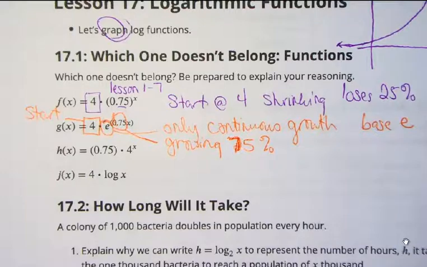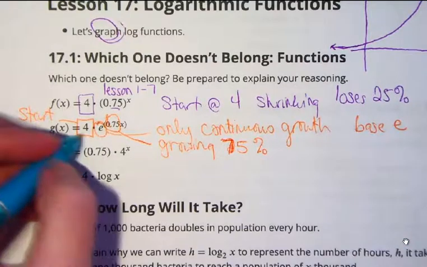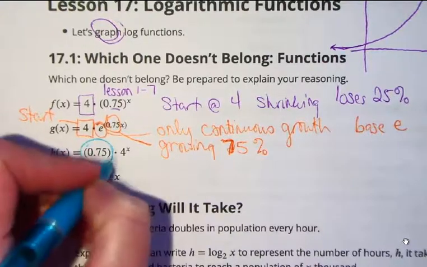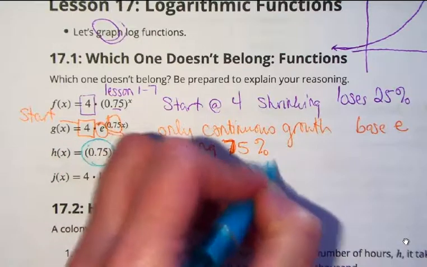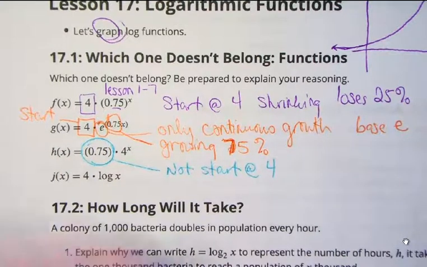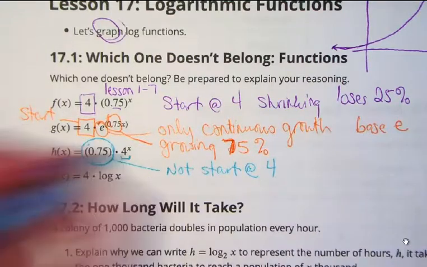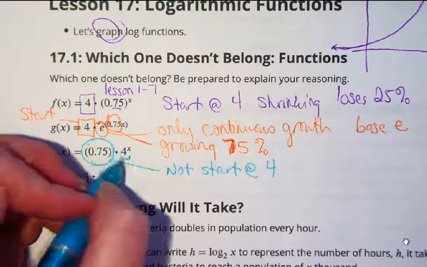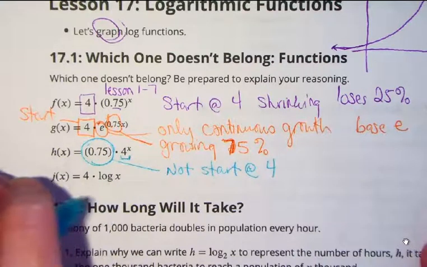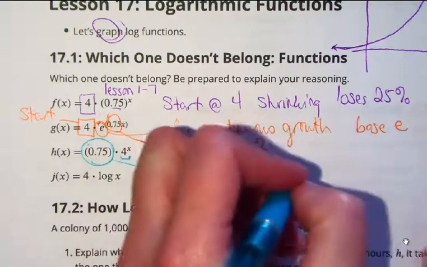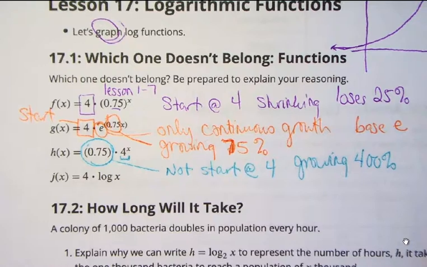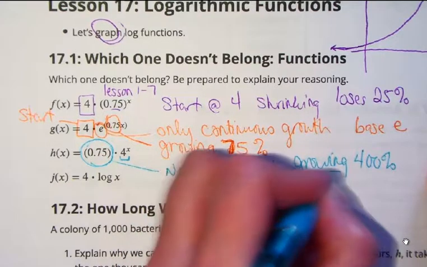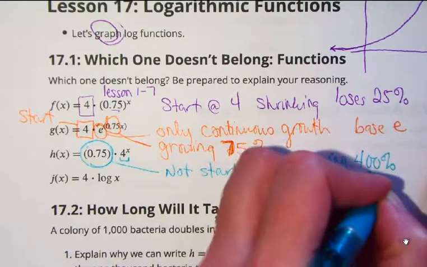Let's look at H and see what makes this different. H does not have a starting value of 4. It's our only one that's doing that. Not starting at 4. It starts at 0.75, and this one is growing at 4 times the rate. All right, so each time we go through a cycle, it is multiplying by 4 every single time. So it's growing by 400%. Okay, so it's keeping its 100%, it's adding 300% to it every single time. So we have another growing graph with a factor of 400%.